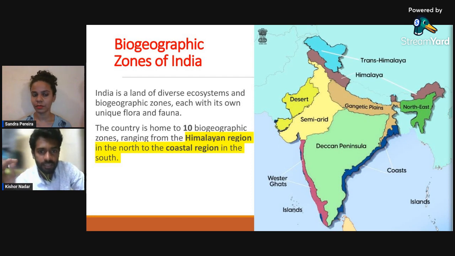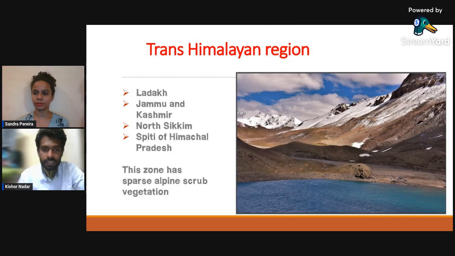In the semi-arid regions, there is low rainfall. In deserts, very rare rainfall happens. The Western Ghats are on the western side. Those are hilly mountains, and rivers originate from the Western Ghats and go to the eastern side. The coastal regions and islands we'll talk about singularly.